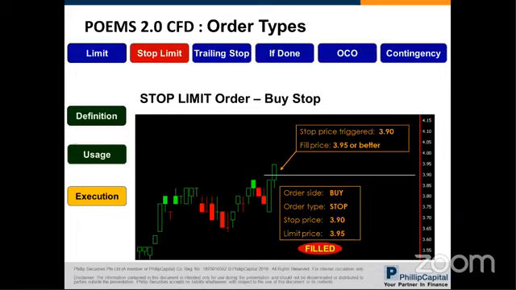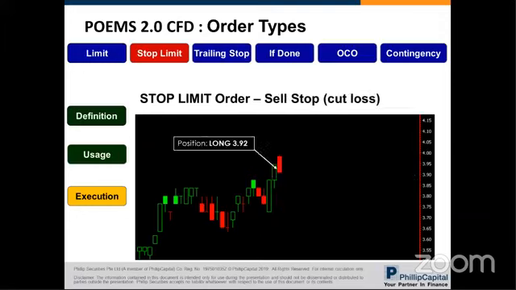If you don't have this buy stop limit order, then you try to key in the order yourself. The price might have moved up and down, and you might have to buy back at a higher price. So this is one good advantage of using a stop limit order.